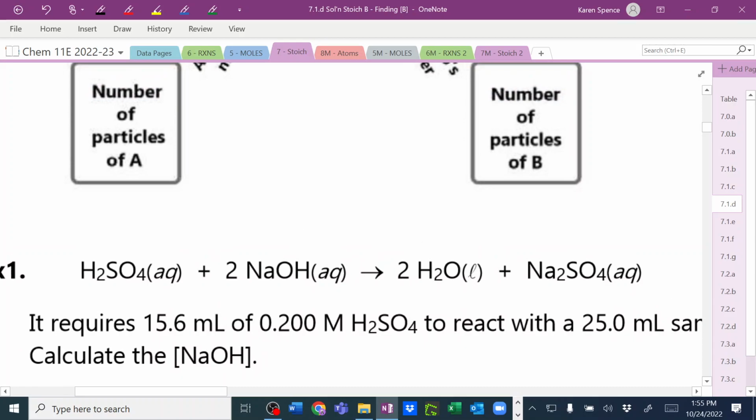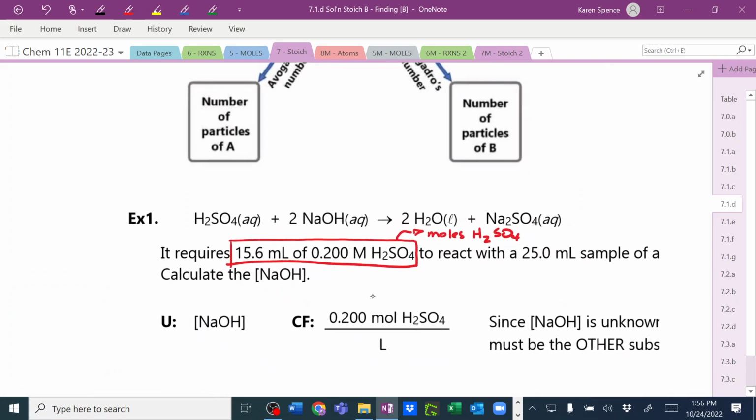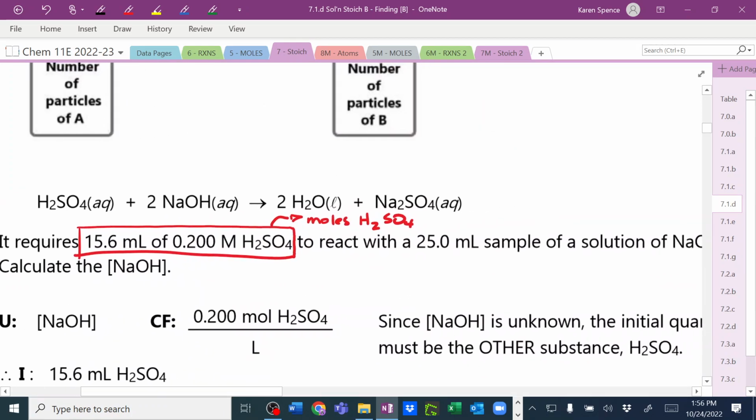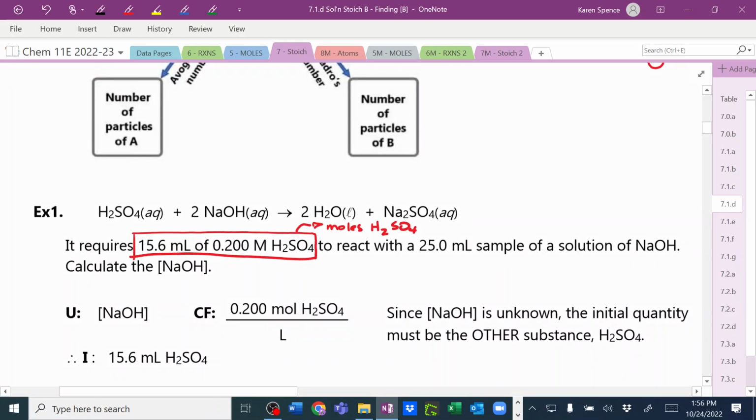We are told that it requires 15.6 milliliters of 0.2 molar sulfuric acid. So that is a complete set of information that will allow us to find what? Moles of A, which in this case is H2SO4, right? If you have volume and molarity, you can find moles. And then we are told that much is required to react with a 25 milliliter sample of NaOH. Calculate the concentration of NaOH.